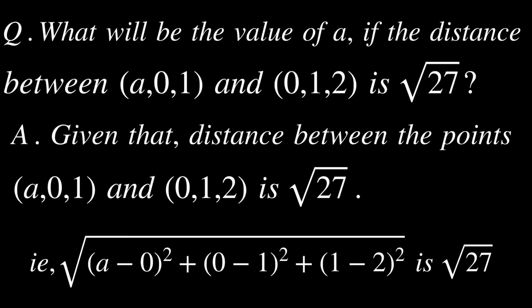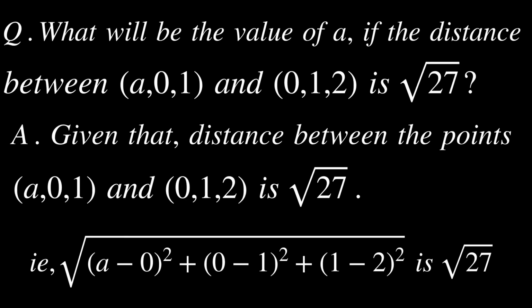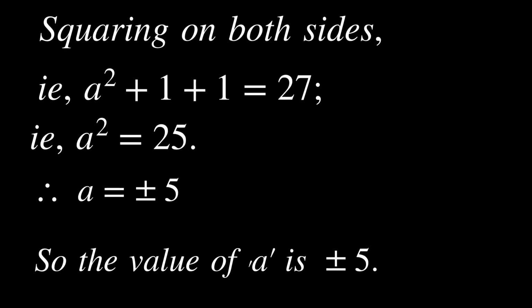So here they are given 2 points and its distance. So you know how to find the distance between the points, correct? So we can write square root of (a minus 0) the whole square plus (0 minus 1) the whole square plus (1 minus 2) the whole square is equal to square root of 27. Now squaring on both the sides we get a square plus 1 is equal to 27. That is a square is equal to 25 and therefore a is equal to plus or minus 5. So the value of a will be plus or minus 5.